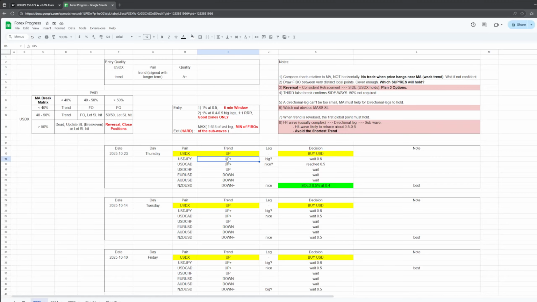So USD Japan Yen trend is up. The up leg seems to be a little bit bigger than expected, but that's okay. It can still manifest Fibonacci extension 1.618 down here. So market currently reached about the 50% retracement. If you guys followed my videos and bought USD Japan Yen, just keep accumulating the profit.